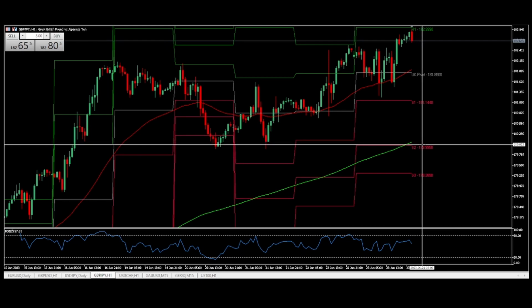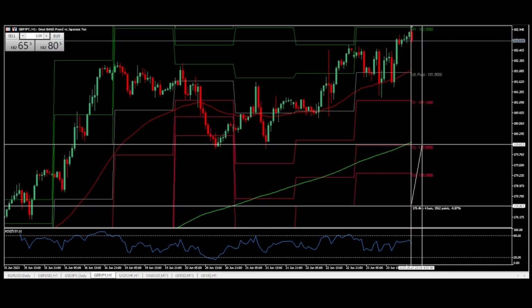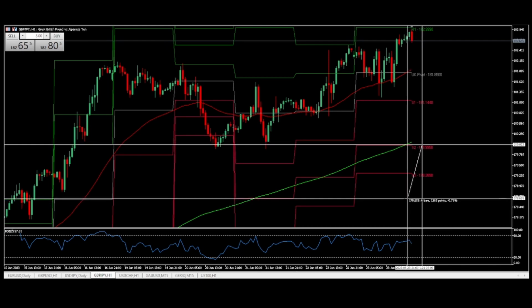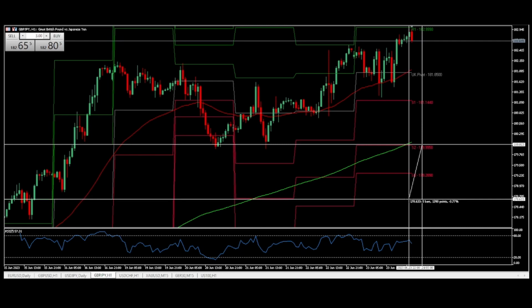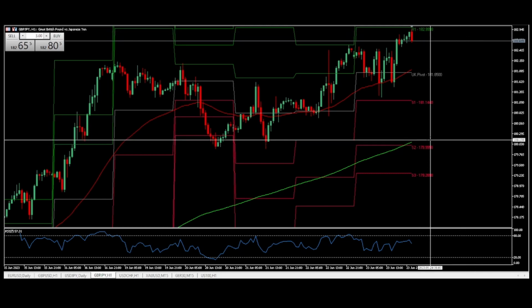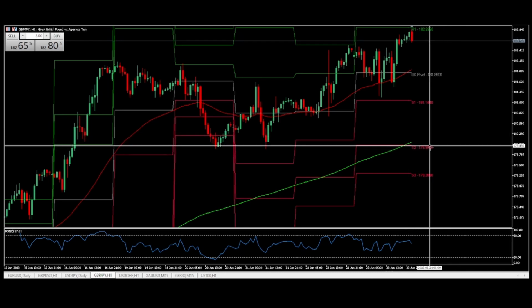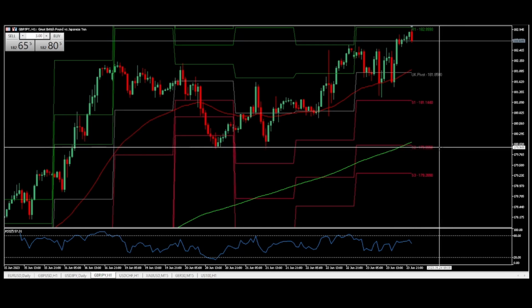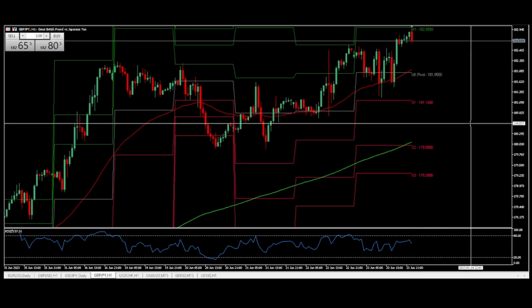So ideally I'd be looking at a 133 if we were to, so 140 pips here risk for a gain of 280, nearly a 2-to-1, so that would be a good trade. So this is a zone that I'd be looking at entering on the 1-hour chart for the pound yen pair.